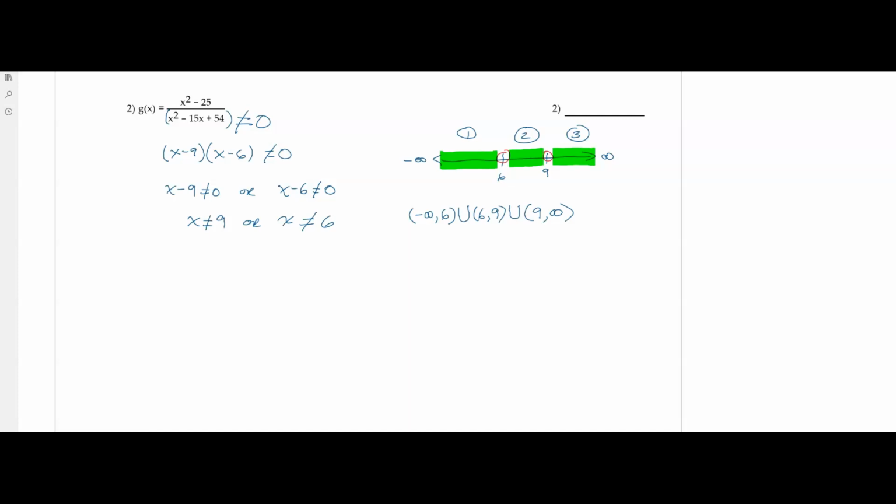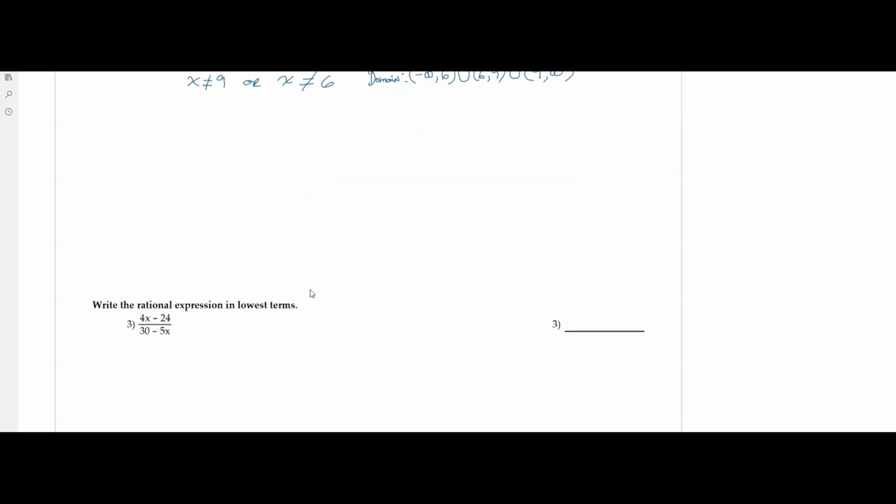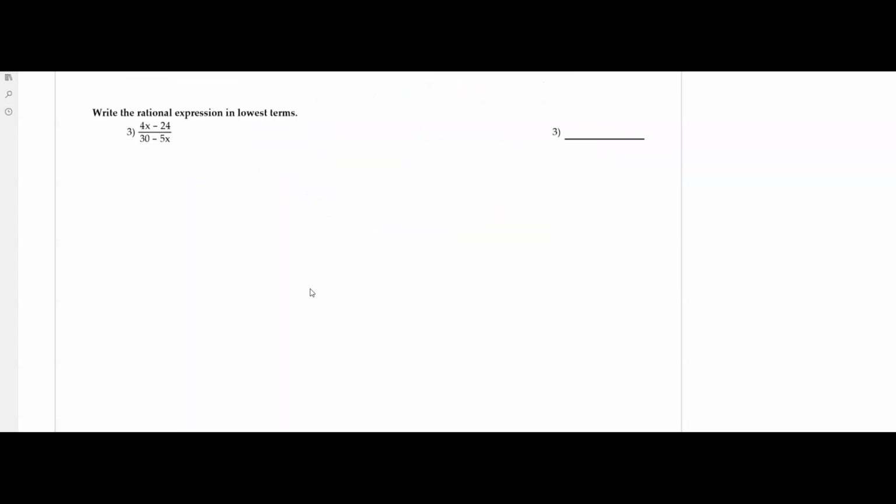Okay, so I have my 3 parts there: 1, 2, and 3. That's it. That's your domain. That's how you represent it. So we are done with finding the domain of a rational function.